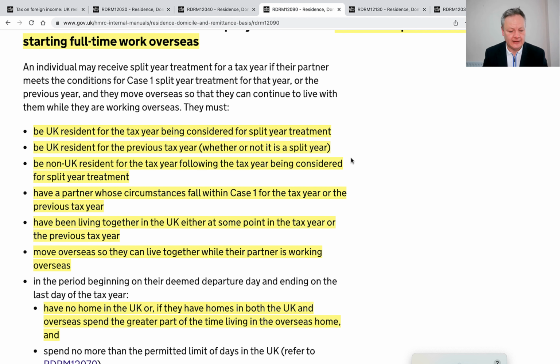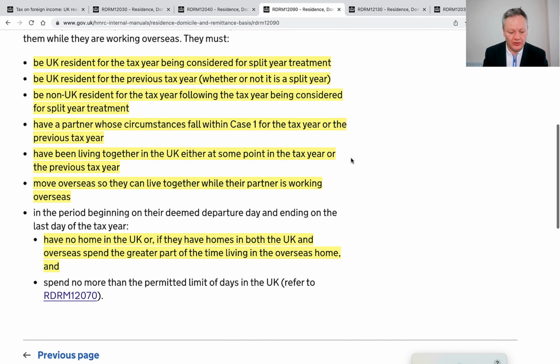Have a partner whose circumstances fall within case 1 for the tax year or the previous year. We've just met those conditions. Have been living together in the UK either at some point in the tax year or in the previous tax year. So it's not a fad just to say, well, I'm actually abroad with them, but we didn't really live together. That's not the case. You have to be living together, husband, wife, civil partner, and you are moving to the country with them, which is basically what the next point says. Move overseas so that you can live together while their partner is working overseas. Clearly, you are going over there to be with them.